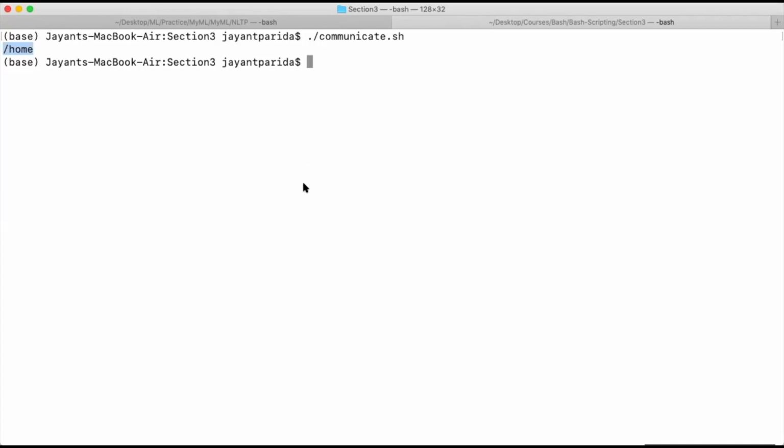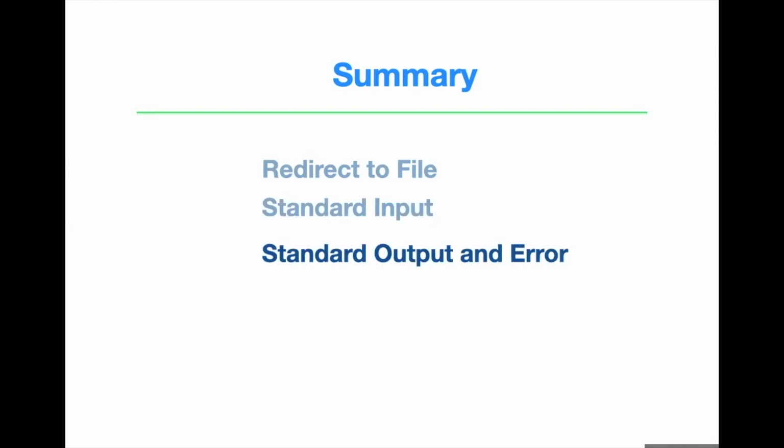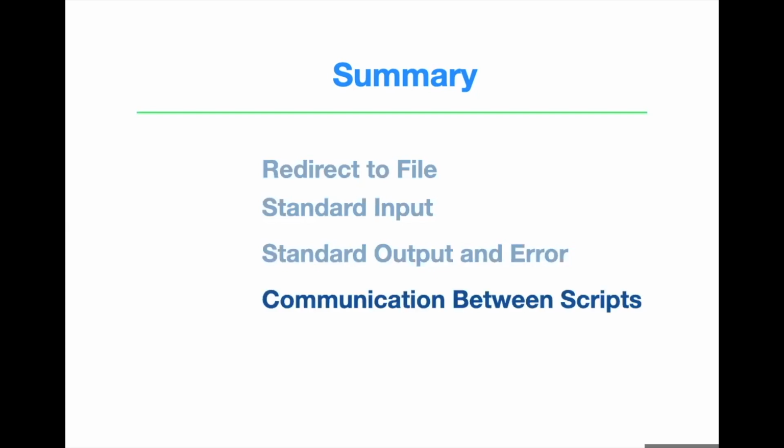This brings to the closure of this module. Let's summarize what we have learned in this module. We have learned how to redirect to different files, how we can take standard input from the terminal, as well as read different arguments to a script and process those arguments. Then we took a look into standard output and standard error, as well as their redirection. And finally, how we can communicate between different scripts. That's all about this module. In the next module, we'll see some more features about bash scripting.